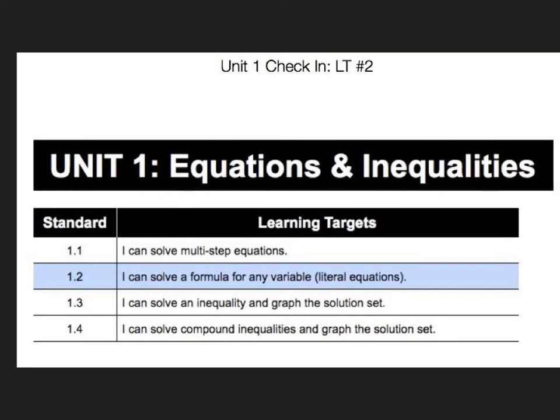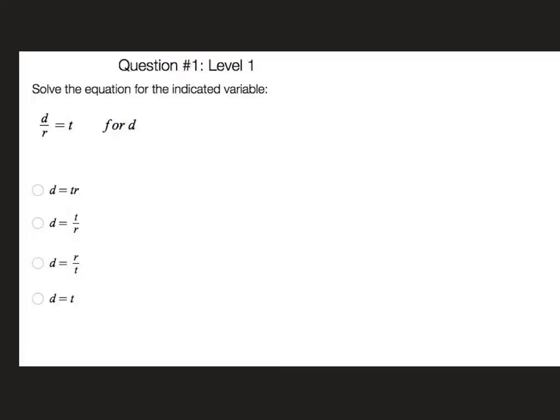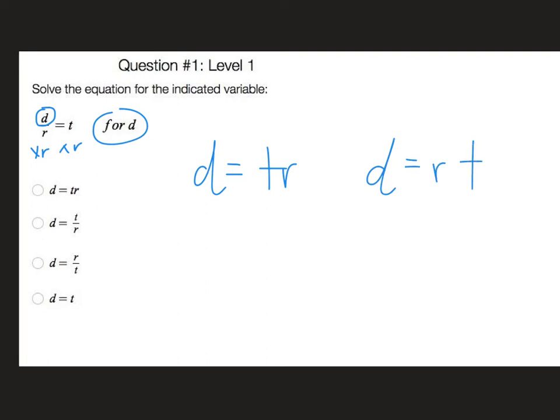And target number 2, literal equations. So this first one here, we want to solve for d. So we want d to be by itself, which means we need to get rid of a divide by r. So we're going to times by r on both sides, leaving us with d equals t times r, or we could say d equals r times t. Either order there doesn't matter. So we'll see that answer as our first one here.